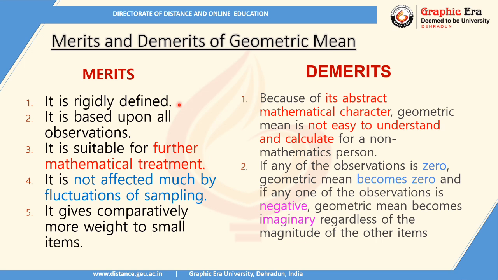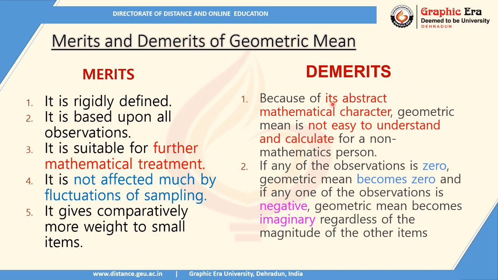So what are the merits and demerits of the geometric mean? The merits of the geometric mean are: it is rigidly defined, as the mean is defined. It is based upon all observations. Yes, if any observation is missing, then we cannot calculate it. It is suitable for further mathematical treatment. It is not affected much by fluctuation of sampling, which is also the same as the arithmetic mean. It gives comparatively more weight to small items.